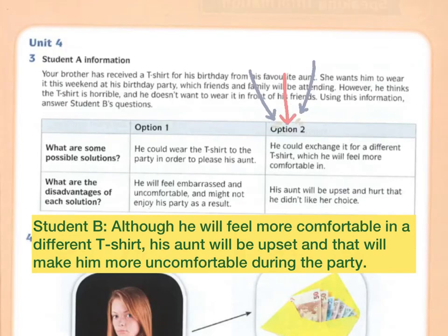Although he will feel more comfortable in a different t-shirt, his aunt will be upset and that will make him more uncomfortable during the party.